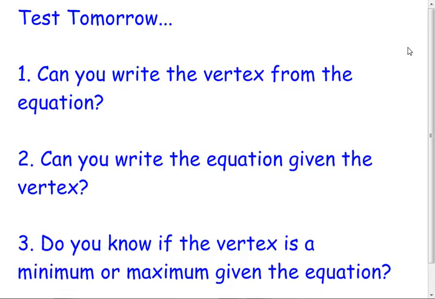Okay, you guys, what is the vertex form of an equation? Y equals what? Do you guys know what it looks like, Sayla? It's a times (x minus h) squared plus k. What is the vertex then?